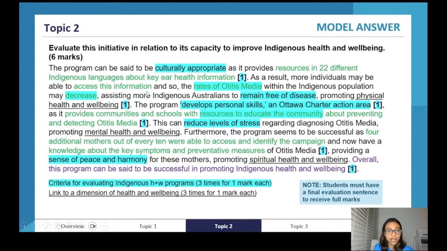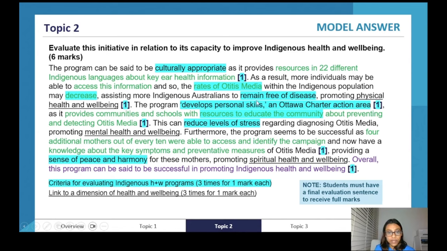And then we have the logic. So we've got, as a result, more individuals may be able to access this information, and so the rates of otitis media within the Indigenous population may decrease, assisting more Indigenous Australians to remain free of disease. Our buzzword for the dimension is promoting. You don't just have affecting physical health and well-being, you've got promoting, so the positive side of it, promoting physical health and well-being. Then you've got your next one.